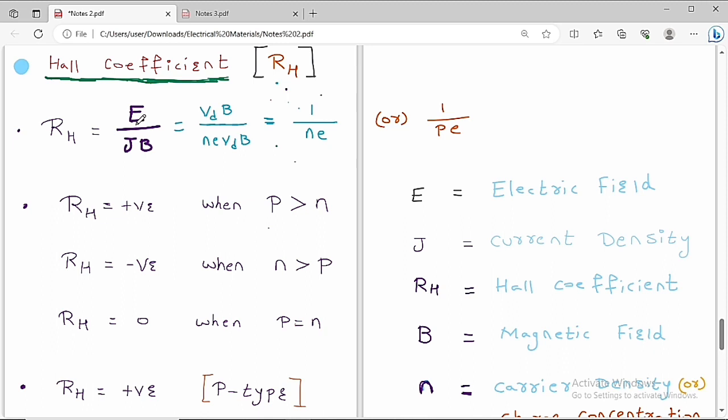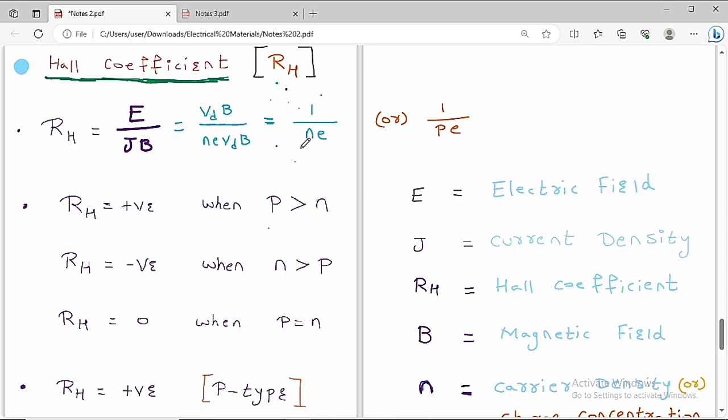And what is the electric field? Just now we have discussed. It is the product of the drift velocity into B, so E is equal to drift velocity into B. And what is J? We discussed in the previous slide, J is N into E into VD. And B is the same. So here VD into B, then VD into B cancels. Finally we are going to get 1 by N into E.